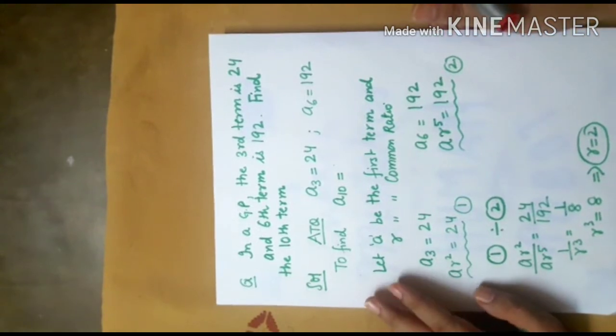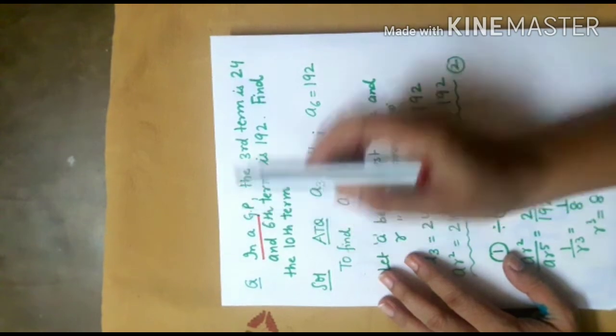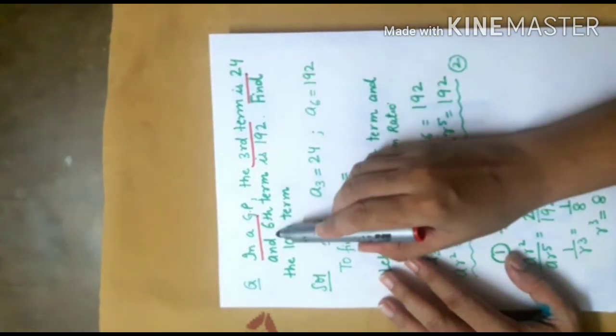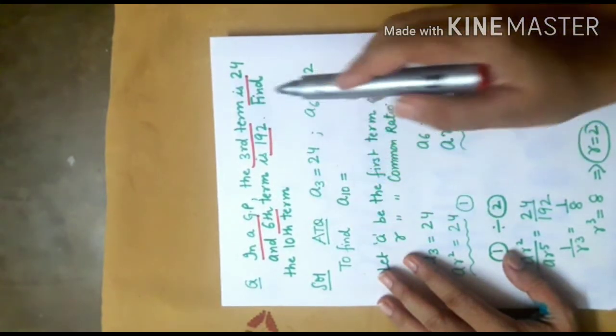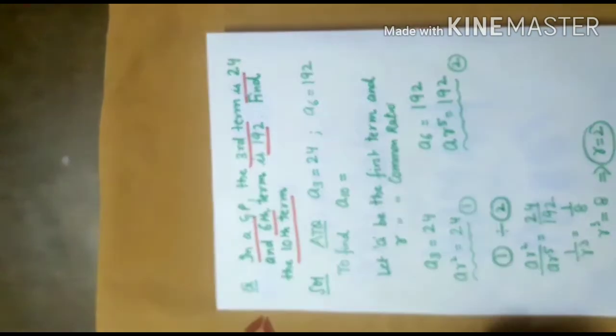Now let's take the question. In a GP, the third term is 24 and the sixth term is 192. Find the 10th term of the GP.